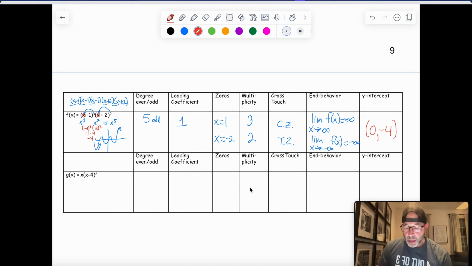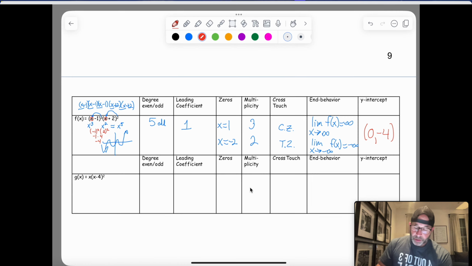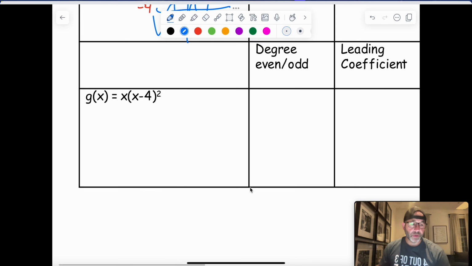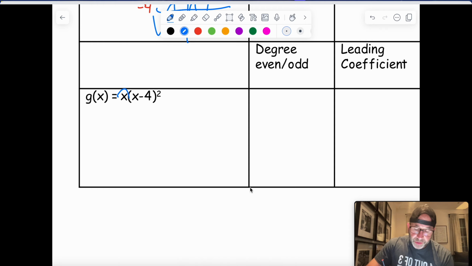That's it. All right, let's go and take a look at the next one here. We're going to go a little bit faster through this. Okay. This right here, we get that x is equal to 0. This we get x is equal to positive 4.